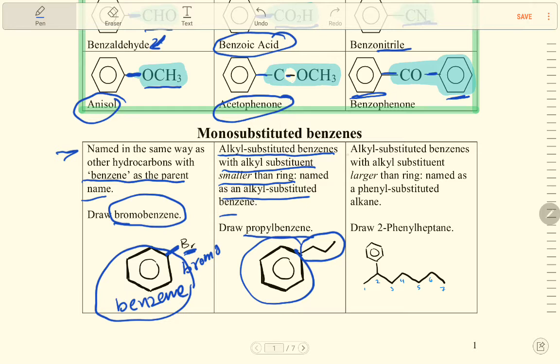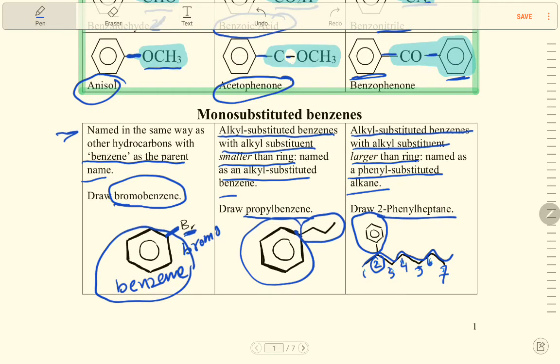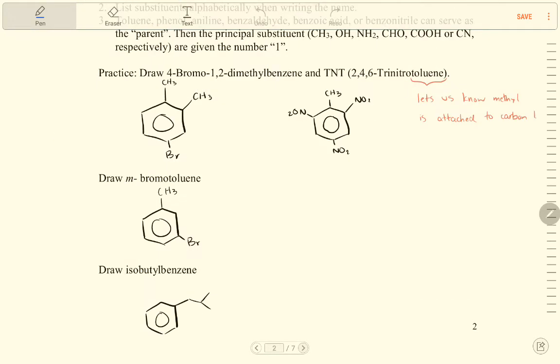Now, for alkyl substituents larger than the ring, name it as a phenyl substituted alkane. For example, if benzene is attached to this hydrocarbon, there is a 1, 2, 3, 4, 5, 6, 7 carbon chain. So it's heptane, and on carbon 2 there is a phenyl group. So that's 2-phenylheptane. So we can name monosubstituted benzene.